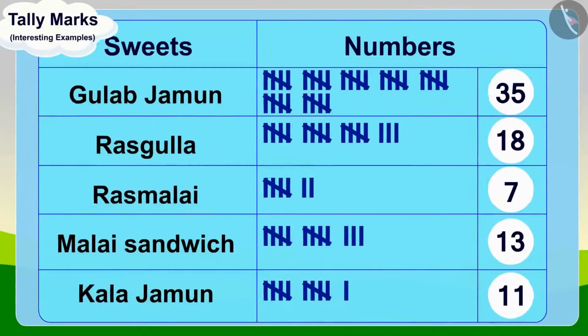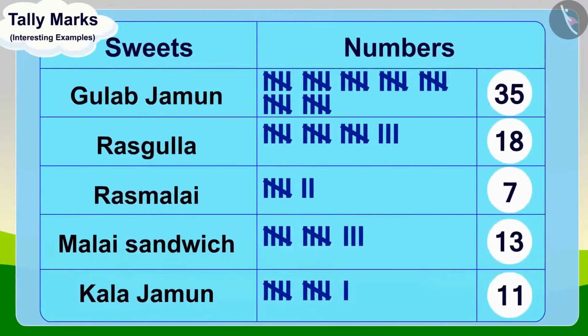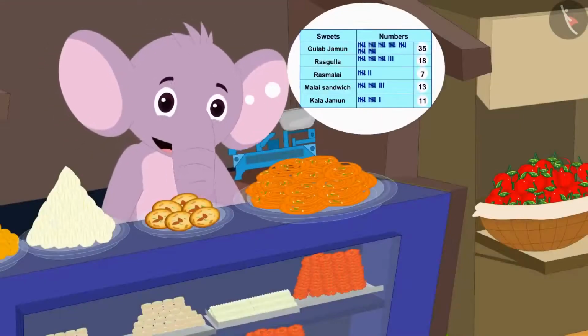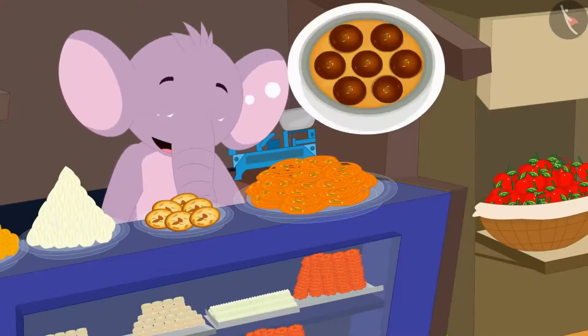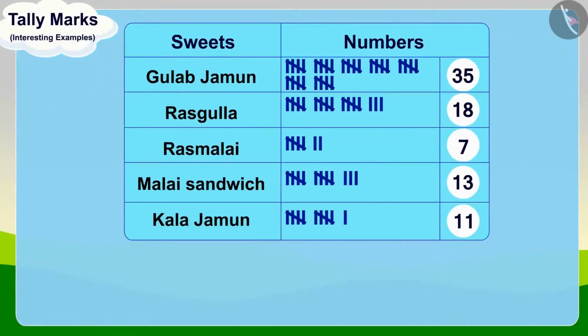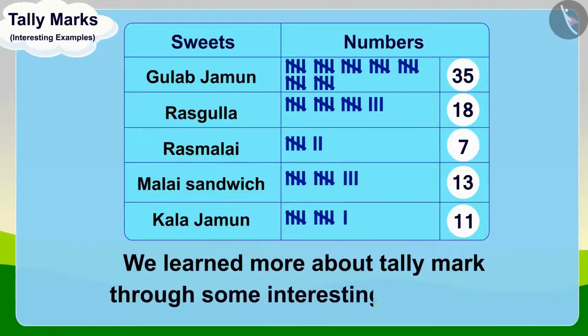Appu was very happy to get this information using tally marks. And because Gulab Jamun were sold the most, he decided to make more of them the next day. Children, in this video we learned more about tally marks through some interesting examples. In the next video, we will see the common mistakes related to it.